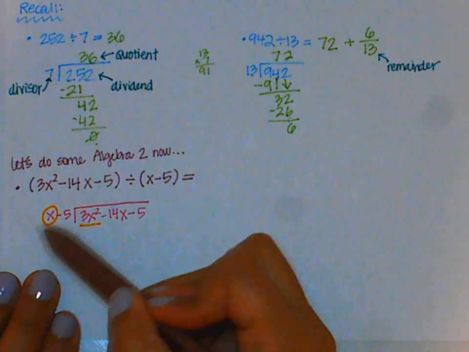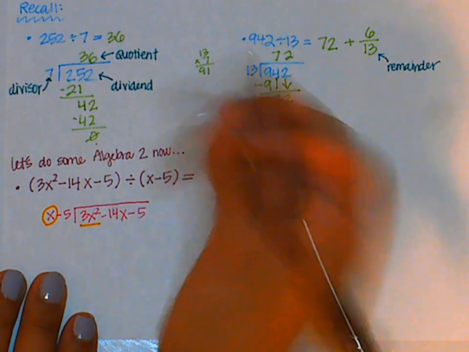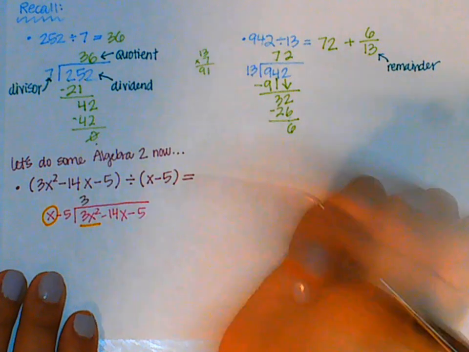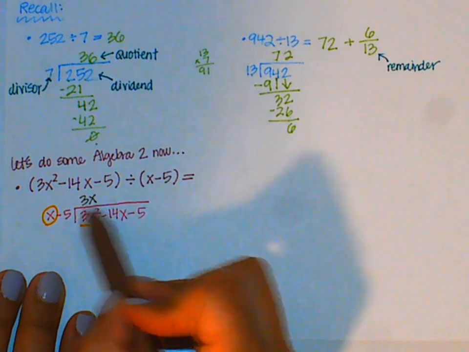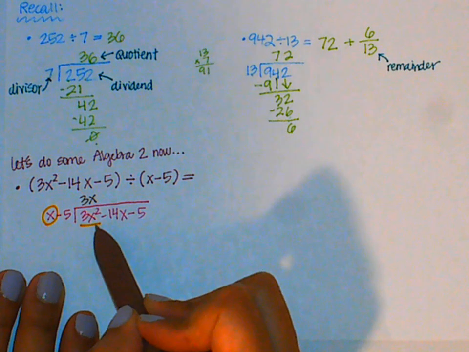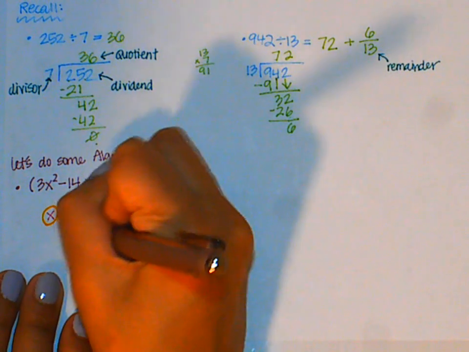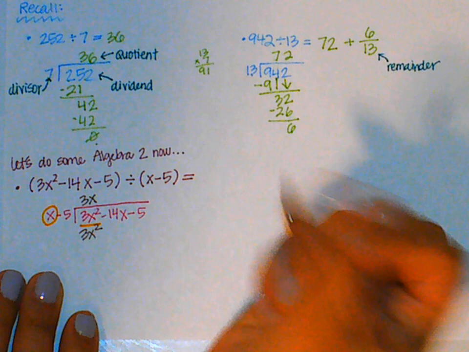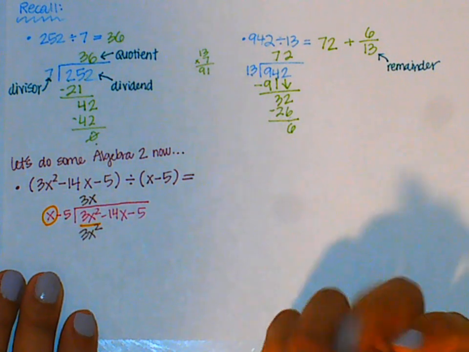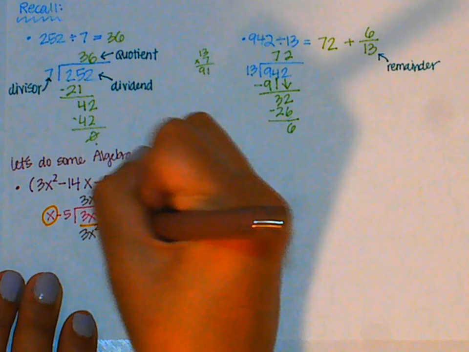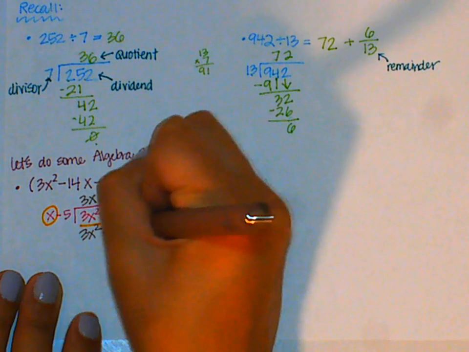So, how many times does x go into 3x squared? Well, we need a 3, and we are missing the x. So if I were to multiply 3x by x, I should get 3x squared, which is what I want. So I do it to the x, but I also need to multiply it by the minus 5. So here I have minus 15x.